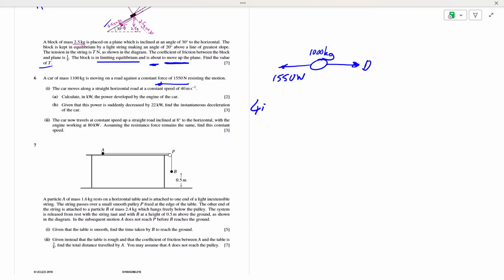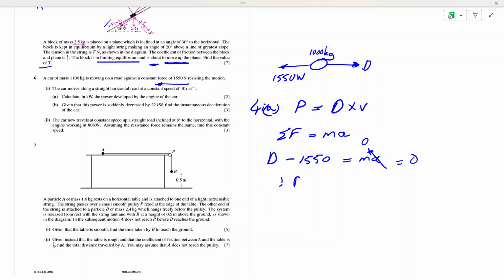We know that power is equal to the driving force, which is D in this case, multiplied by V, the velocity, right? And to get the driving force, we're going to use Newton's second law again, which says the resultant force is equal to ma. So D minus the 1550 newtons that is acting against it is equal to ma. But we know that it's not accelerating, so a is equal to 0. Therefore, D is going to be equal to 1550. That's how we get our value for D.